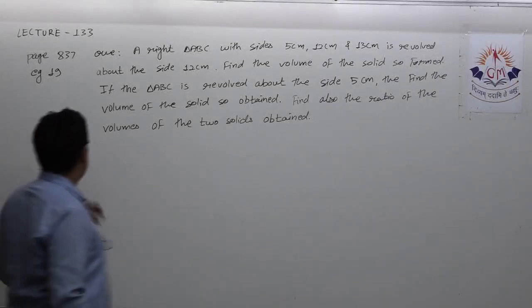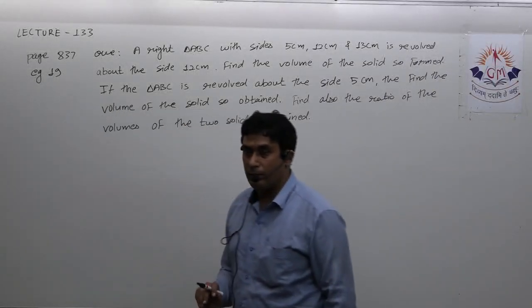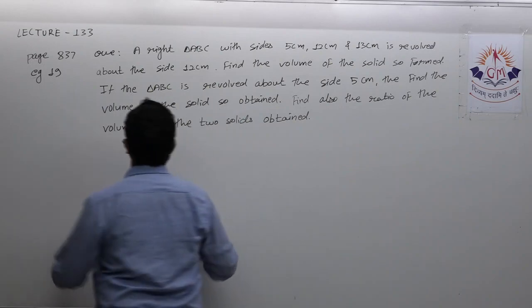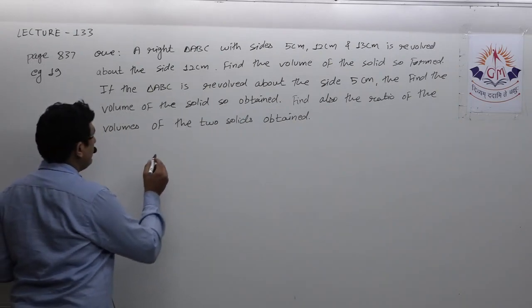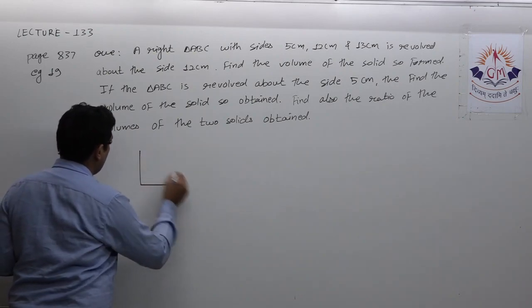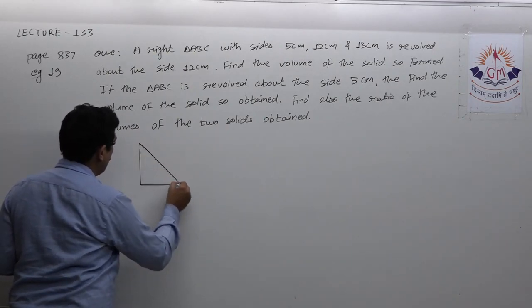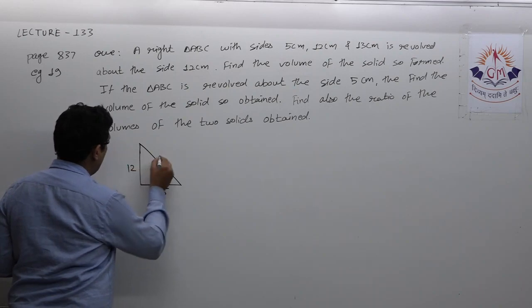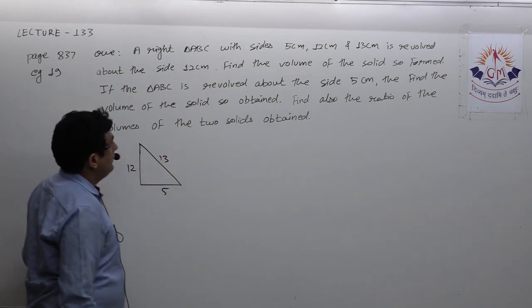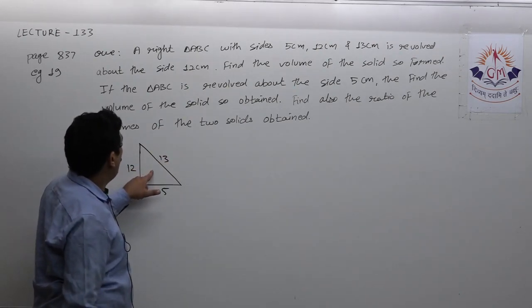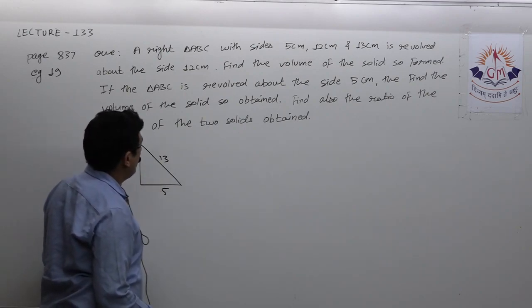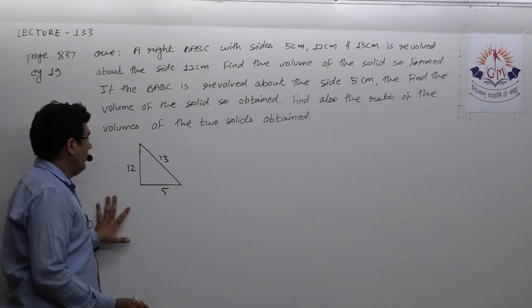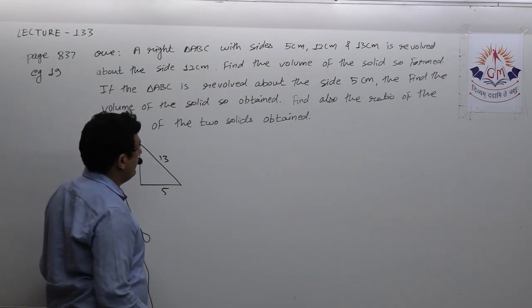Okay, so this is the next question from page number 837, example 19. A right triangle ABC with sides 5, 12 and 13 is revolved about the side 12 centimeter. Find the volume of the solid so formed.